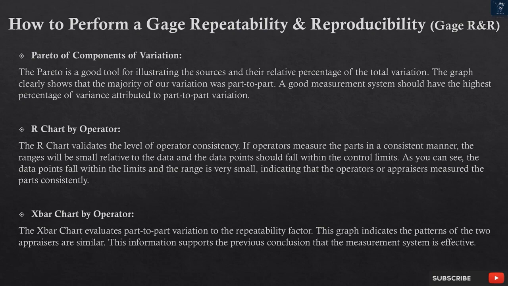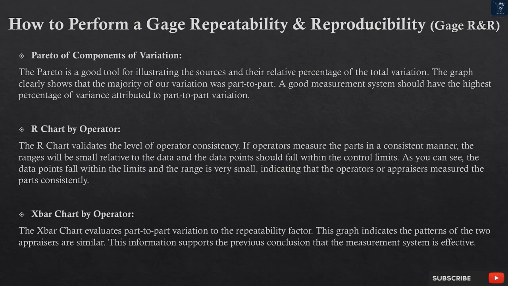R chart by operator. The R chart validates the level of operator consistency. If operators measure the parts in a consistent manner, the ranges will be small relative to the data and the data points should fall within the control limits. As you can see, the data points fall within the limits and the range is very small, indicating that the operators or appraisers measured the parts consistently.